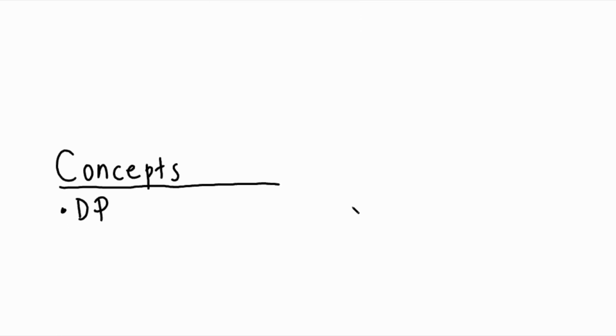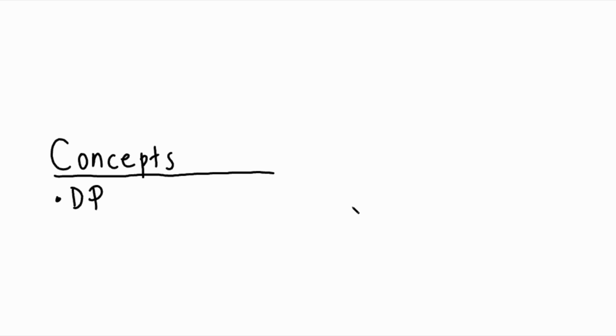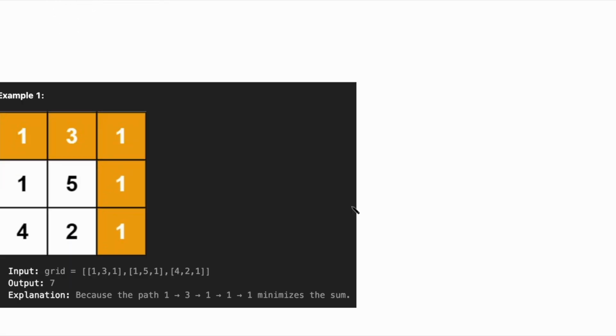Problem 64, minimum path sum. So to solve this problem, we need to know one concept, and that's DP. DP is all about building solutions on top of solutions. So let's see this in action with the problem.